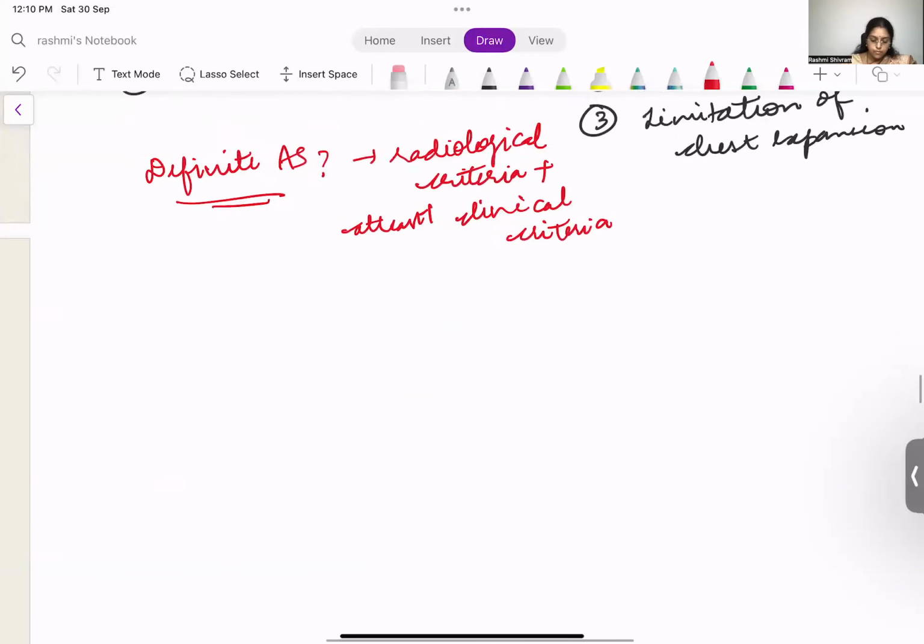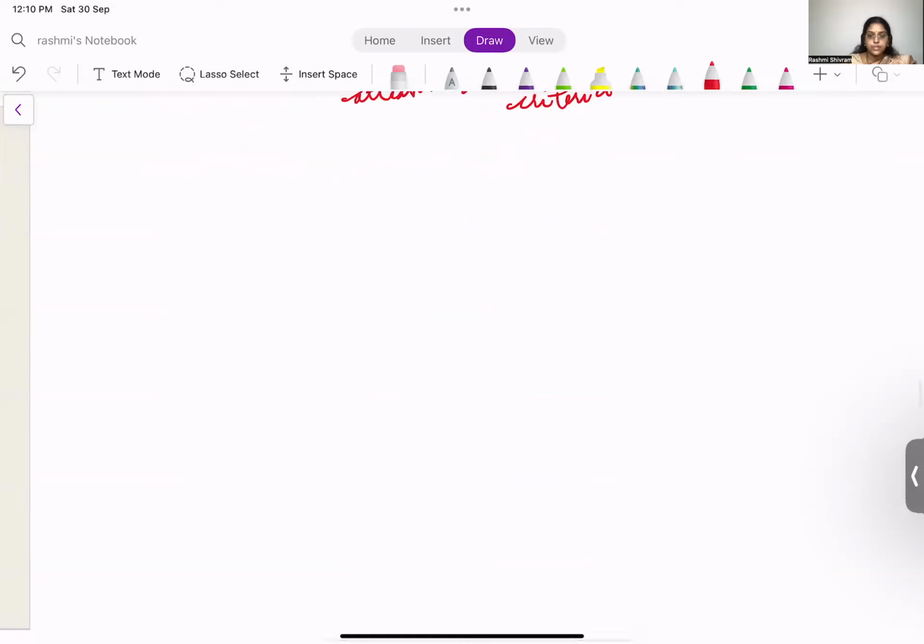Okay. So before we proceed, I want you to know some named signs in ankylosing spondylitis. Radiologic findings: the first one you already studied, which is bamboo spine. There will be a thickening here, again here. This looks like the internodes and the nodes of the bamboo tree, right? So this is called bamboo spine.